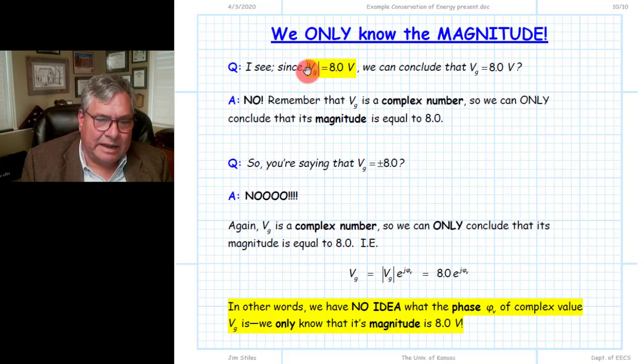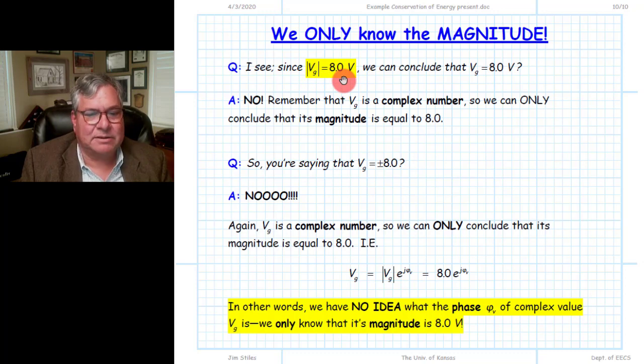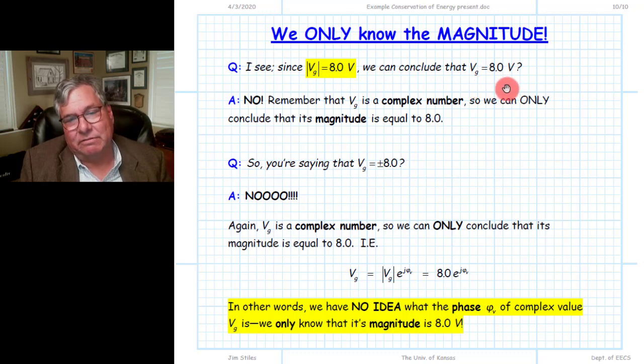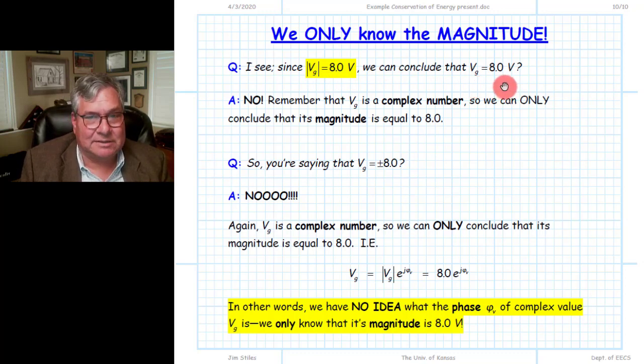Frequently, then, I get an answer that says the magnitude of Vg is equal to 8 or something like that. And then the student will say, well, if the magnitude of Vg is equal to 8 volts, then clearly Vg is equal to 8 volts. And, of course, we can't say that. Sure, the magnitude of Vg is equal to 8, but the opposite is not true. There are lots of values of Vg which have a magnitude of 8 volts.